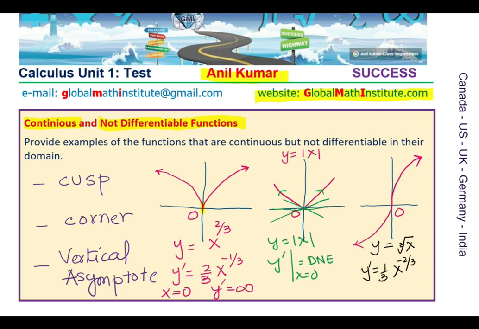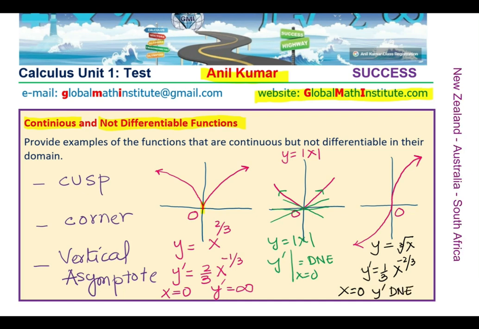Clearly, here what you notice is that at x equals 0, y prime does not exist. So that becomes our third example. As you can see, the three conditions where functions are continuous but not differentiable are when you have a cusp, or a corner, or a situation with a vertical asymptote, as given in the last example. I hope it makes sense.